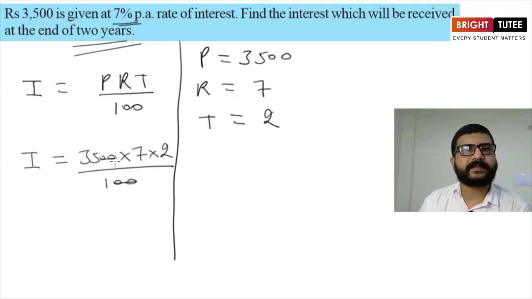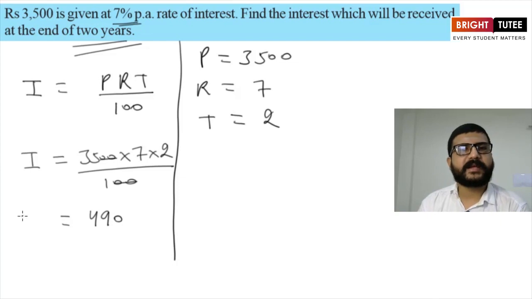Now we can simplify this. 35 into 2, that will be 70. 70 into 7, that will be 490. So the interest that will be received at the end of 2 years will be rupees 490. So therefore we can say the answer for this question is rupees 490.